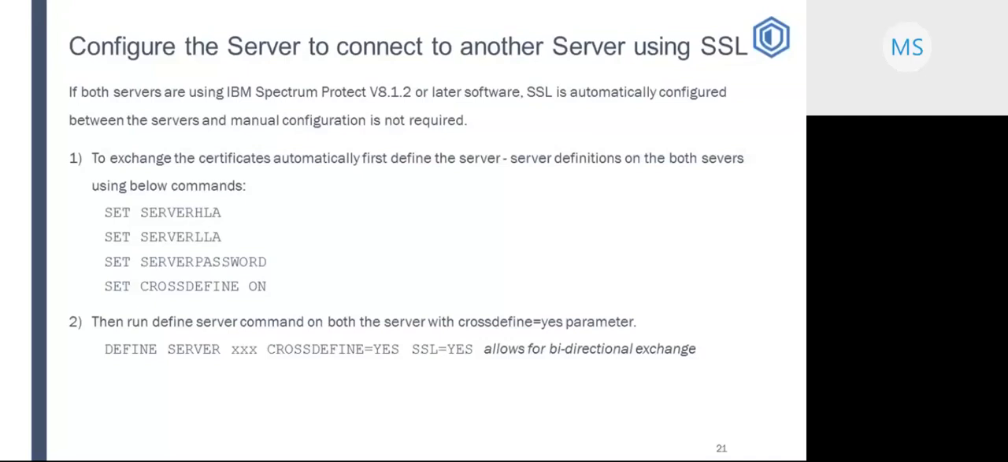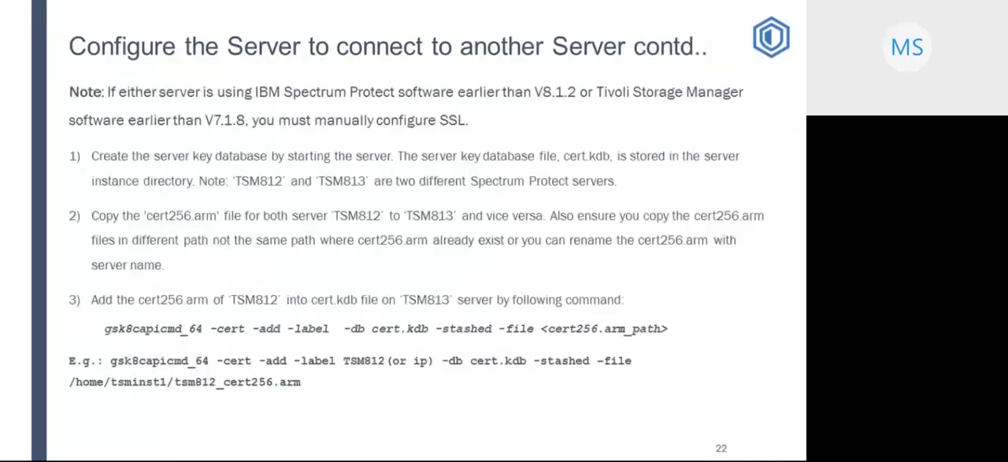Next, moving to slide 22, continuation of the server-to-server SSL configuration. In case one of the servers is using an older version earlier than 7.1.8 or 8.1.2, then you should follow manual steps to configure SSL. In this presentation, we are using two different Spectrum Protect servers, that is TSM 8.1.2 and TSM 8.1.3, to configure SSL.